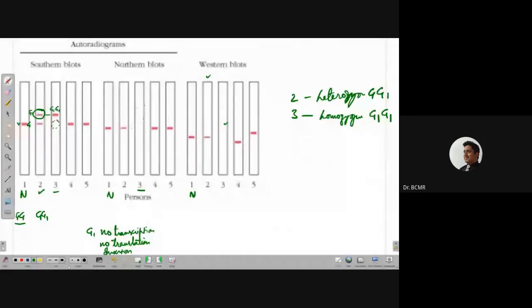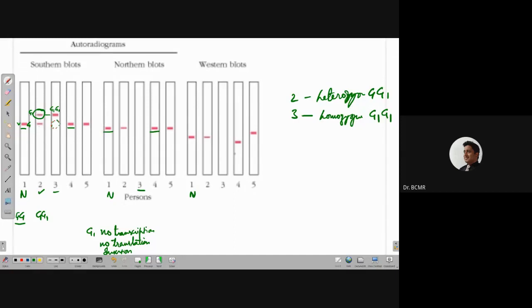So I'll look at the other bands. Now I will look at the fourth one and fifth one, which are a little bit complicated. The fourth one has the same band as that of G, and the mRNA size is also similar to that of G.